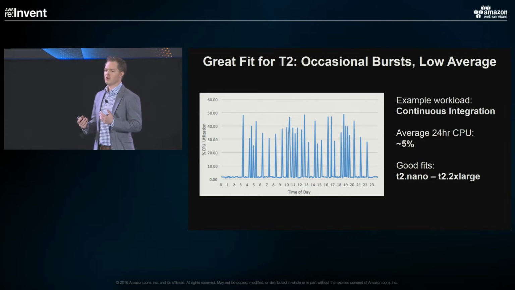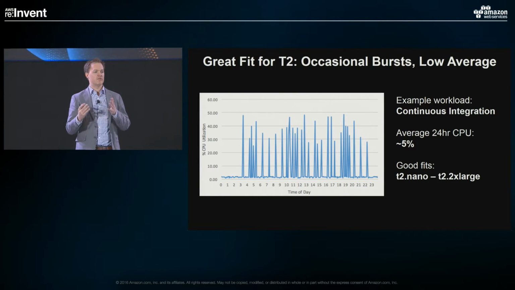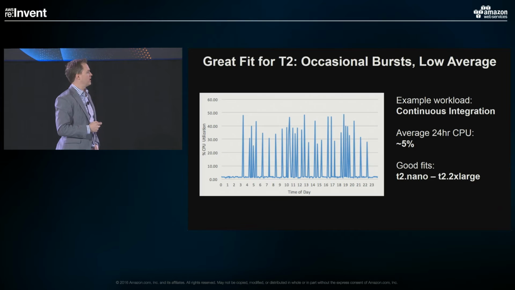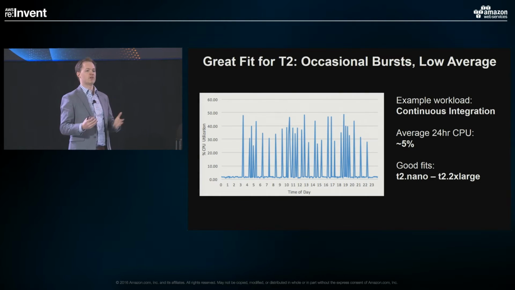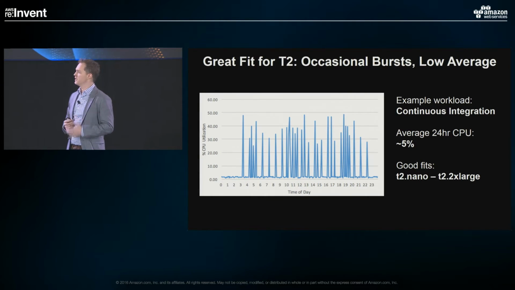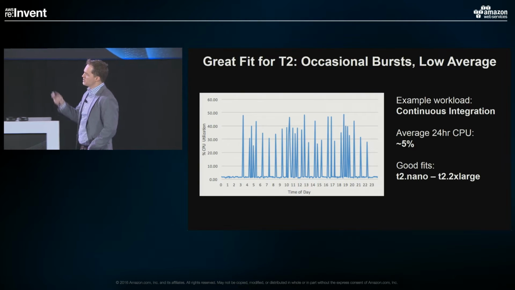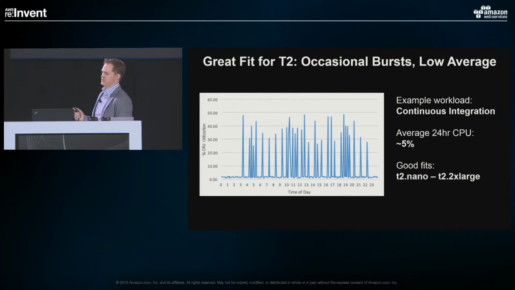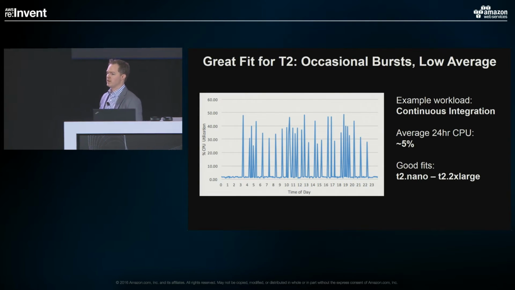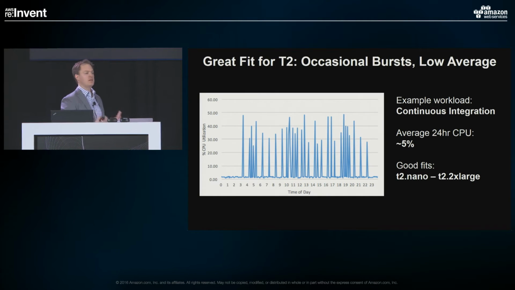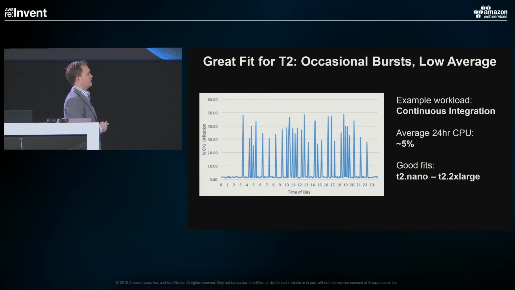This combination of needing a really fast CPU and a lot of horsepower, but not needing it all the time, is the key thing you're seeing here. So this can be a good fit for really any size of T2, from a T2 Nano all the way up to a T2 2XLarge, depending on how much memory you need to run those build jobs on your build server.